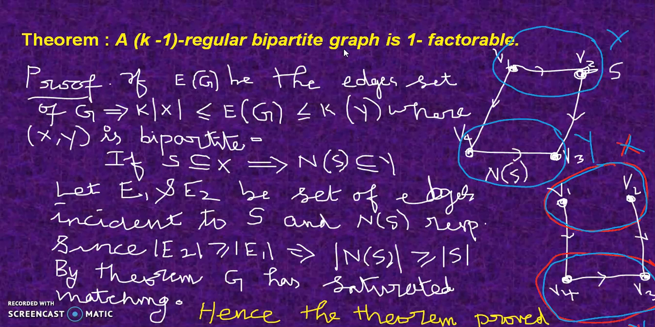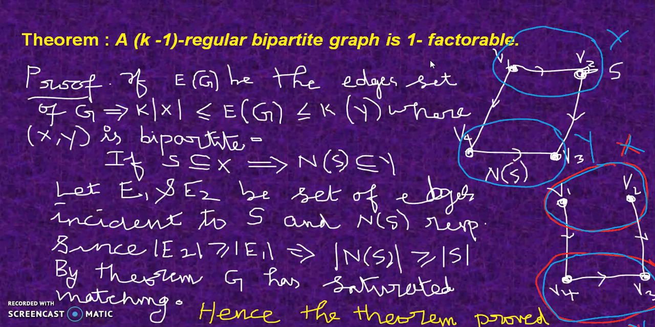You see in the nearby picture the two sets shown in blue color, and that's what X and Y are: two sets where the two vertices v1, v2 are in one set and v4, v3 in the other set. So that is a bipartite graph. Now we say that it is one factorable.